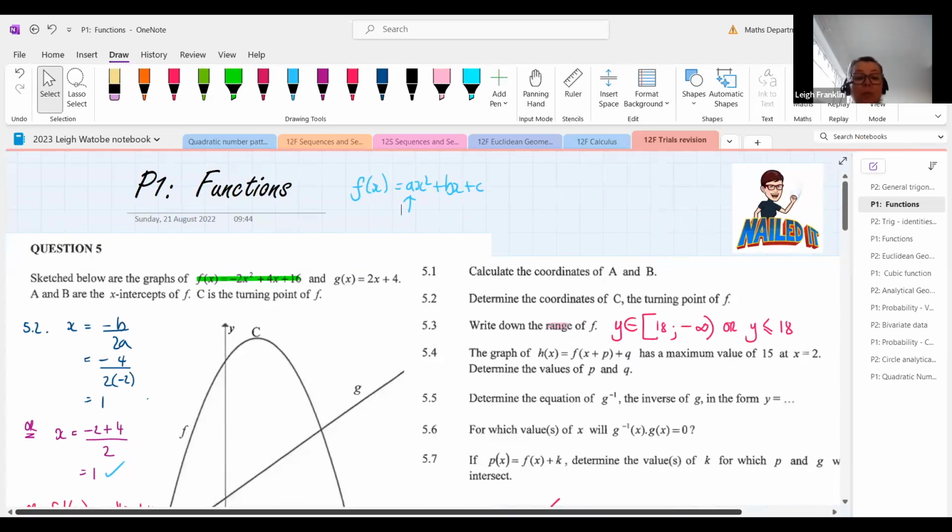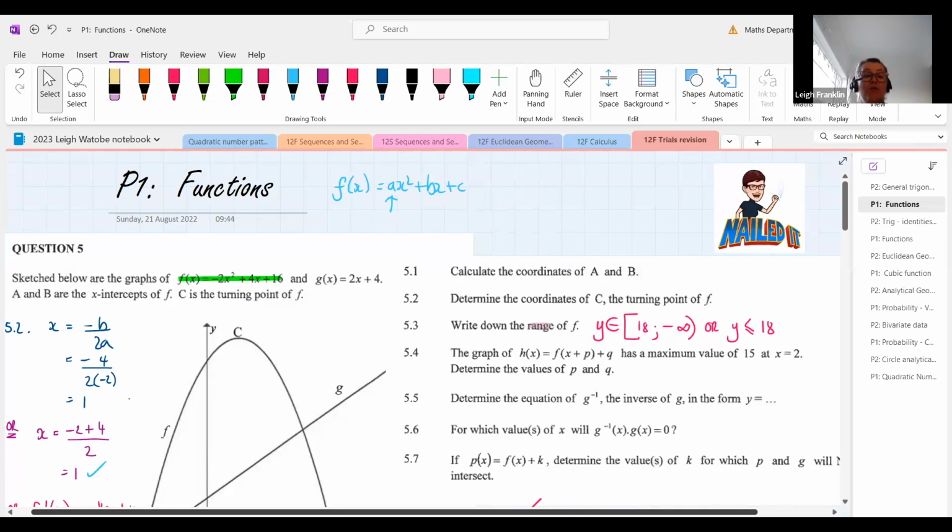In question 5.4, they say to us, the graph of h of x is the graph f of x plus p plus q, and it has a maximum value of 15 at x equals 2. Determine the values of p and q. So first of all, what sort of graph are they implying h of x is? Is it a straight line? Is it a parabola? Is it a hyperbola? What are they implying that h of x is?